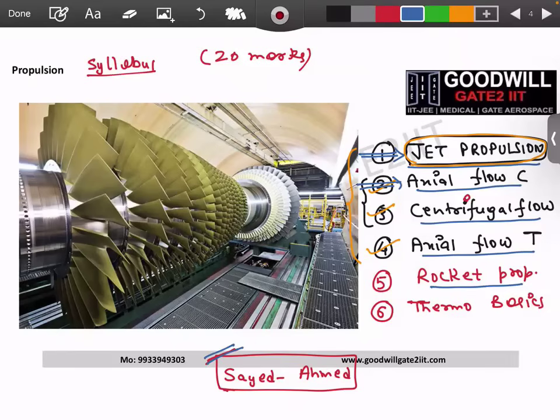So, please give me a nod if you people are okay, understood absolutely what is your GATE syllabus for propulsion. And if it's clear, then we will straight away start with our first unit of jet propulsion. Tell me, guys, please respond so that we can move forward. Great.